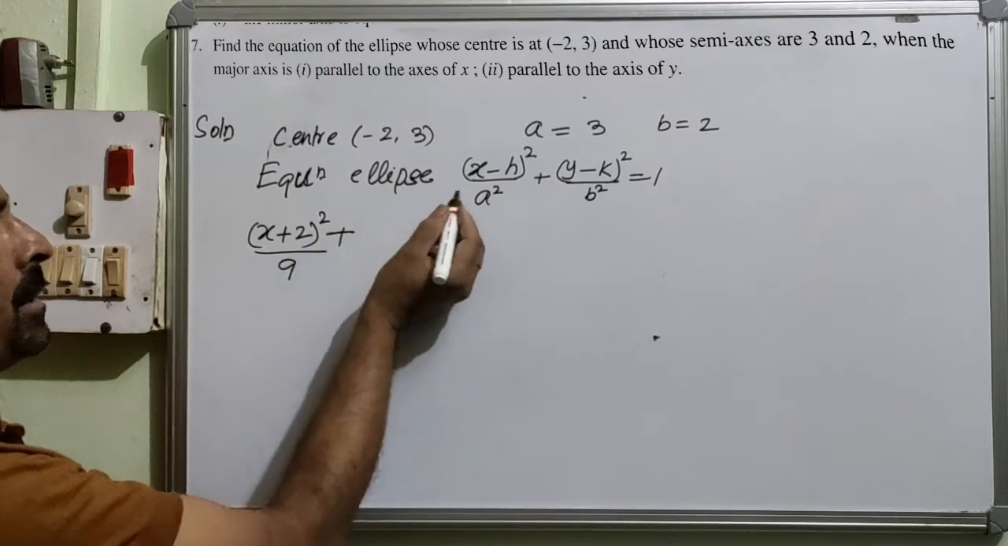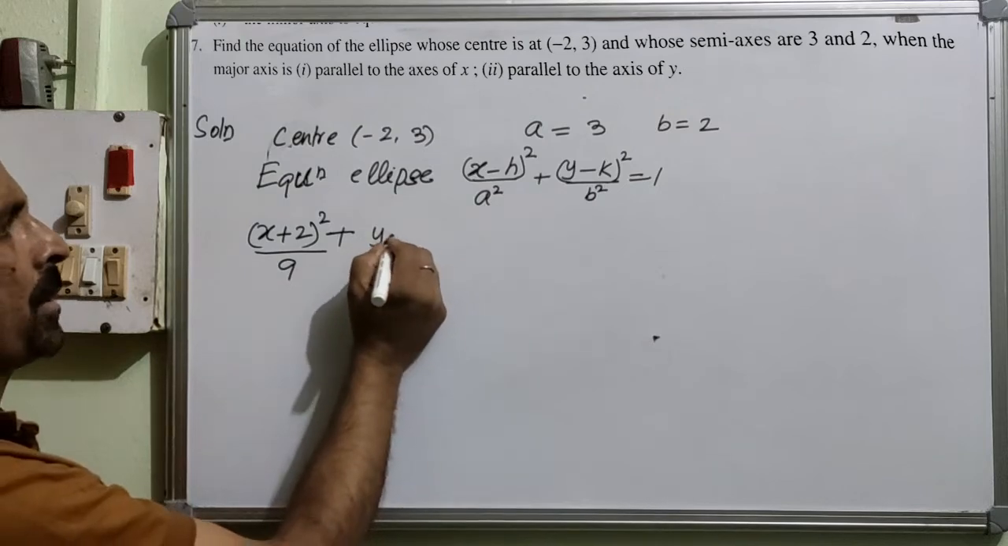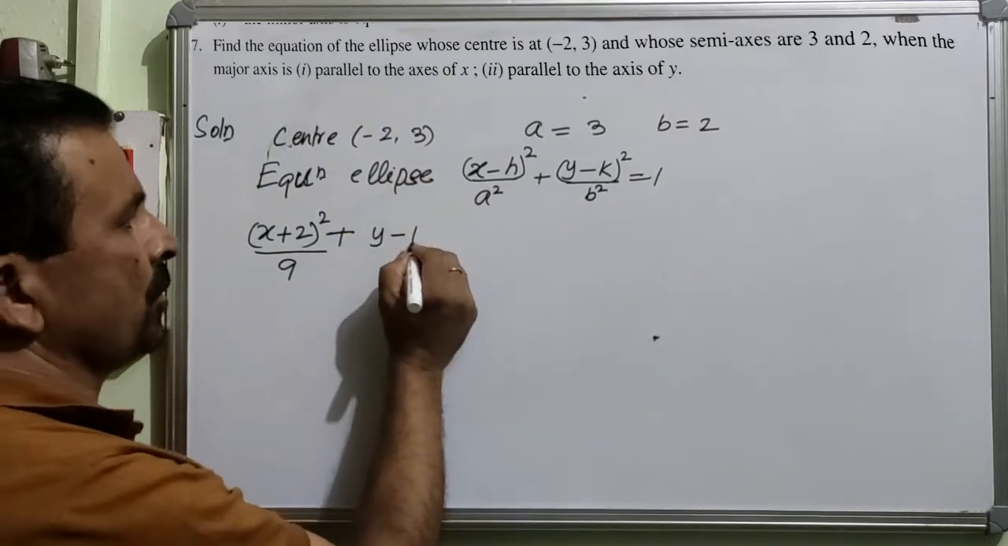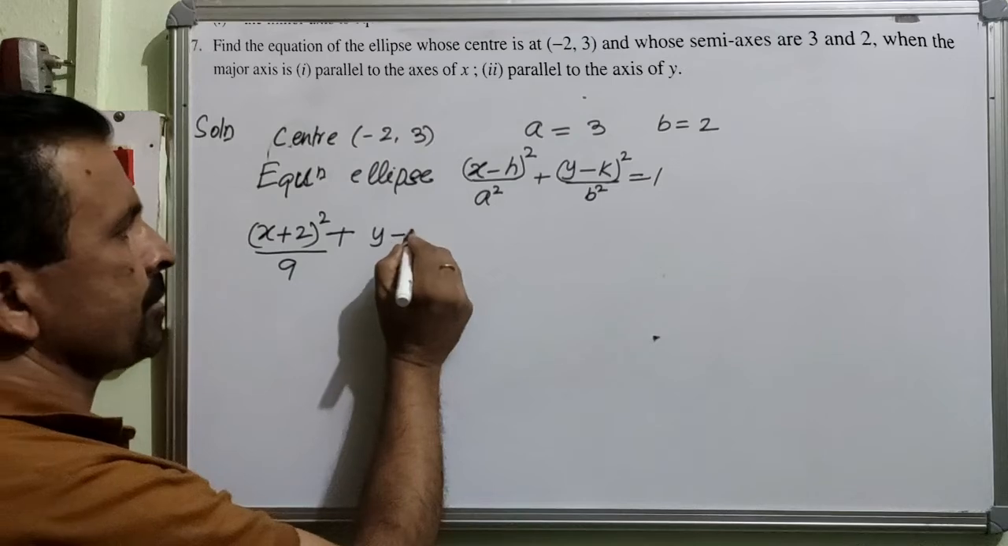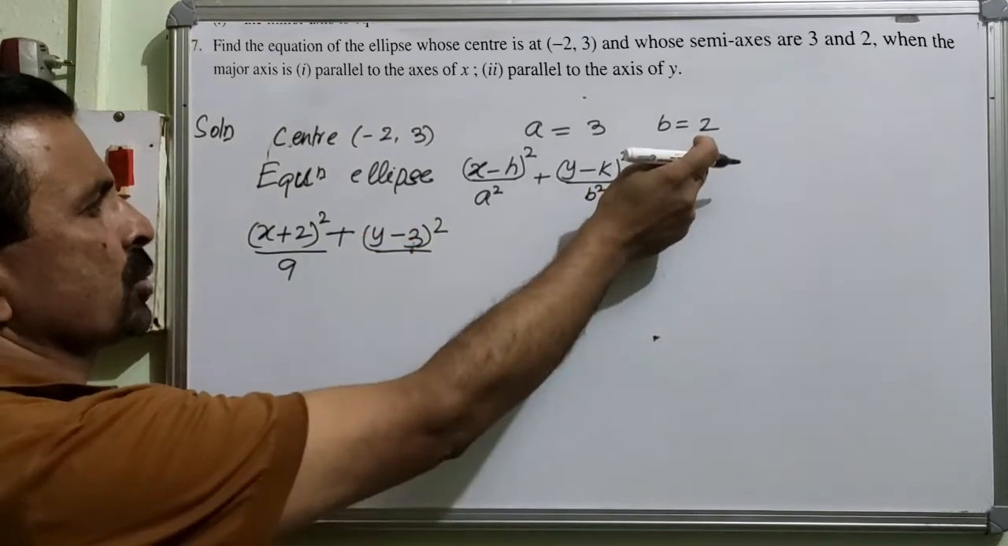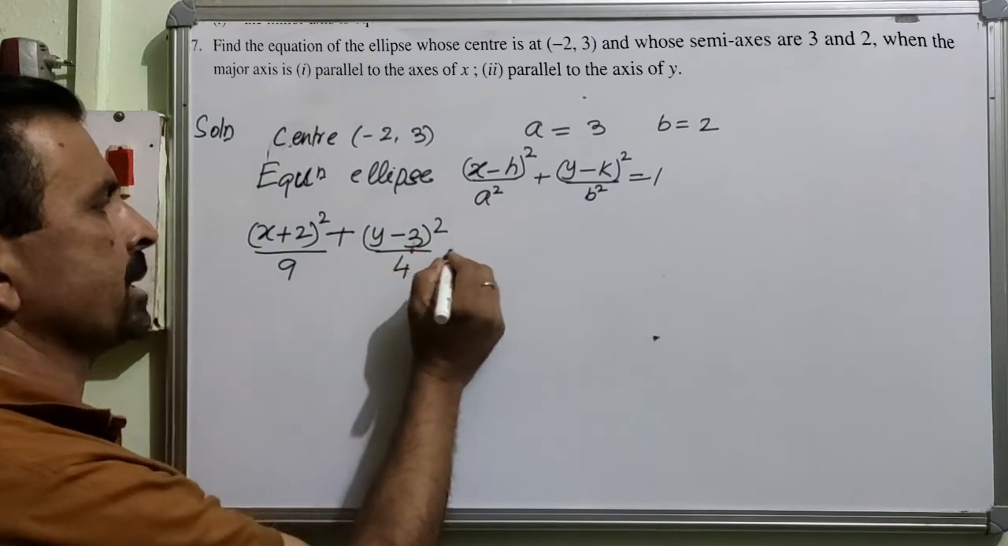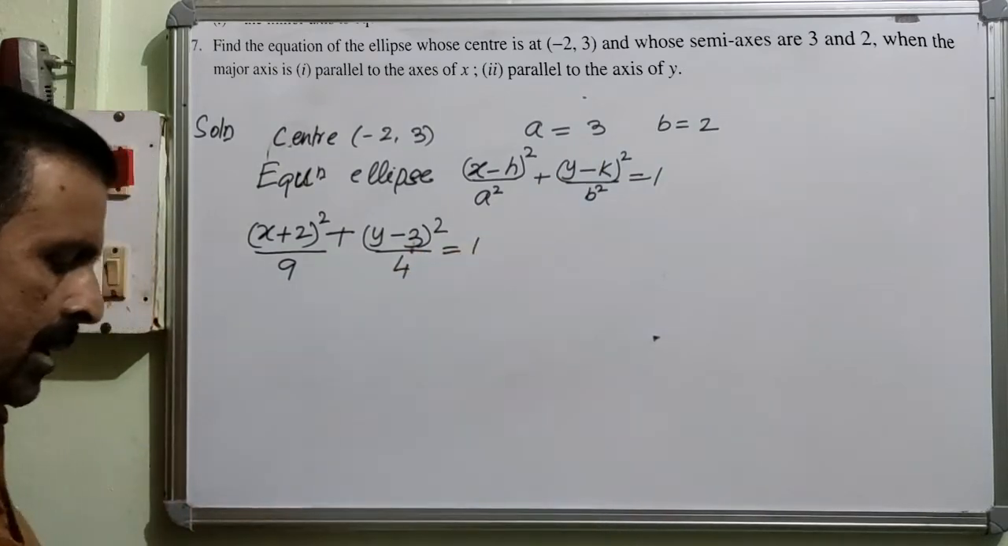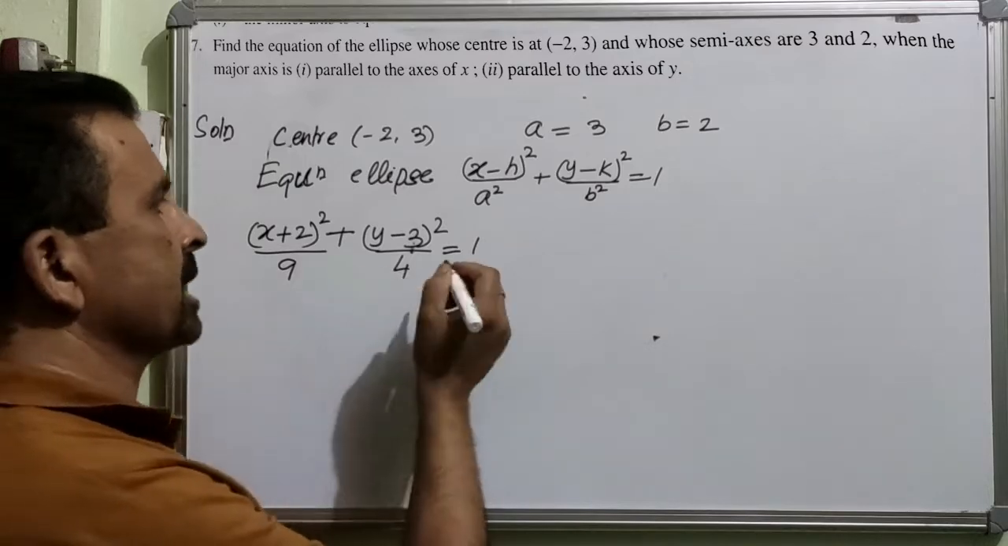Plus, in the formula we have plus (y minus k), and k is 3. So (y minus 3) whole square divided by b square, and b is 2, so the square of 2 is 4, is equal to 1. Hope this is clear. Now with this we will start simplifying.